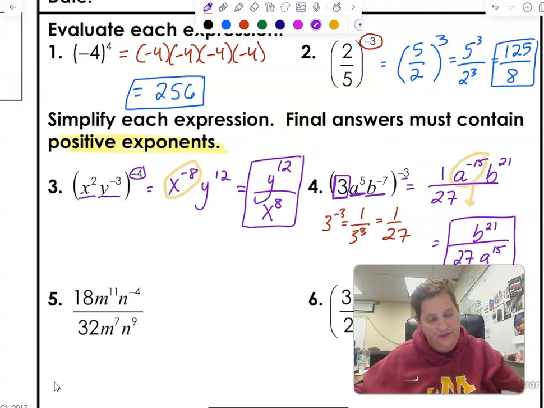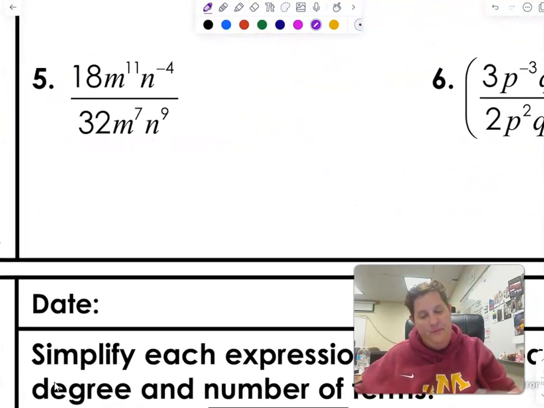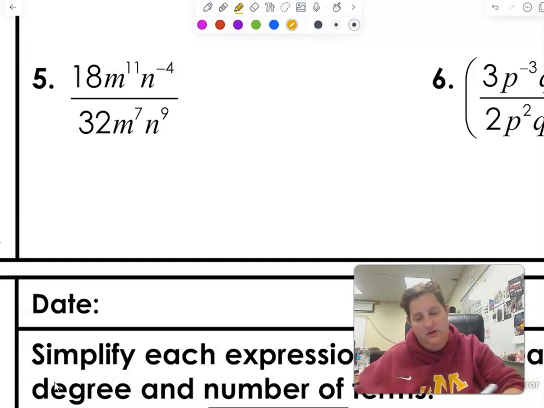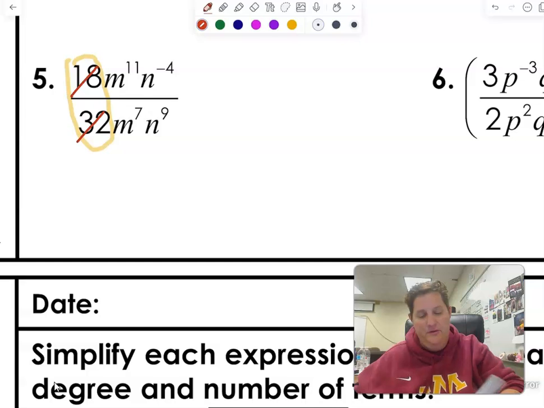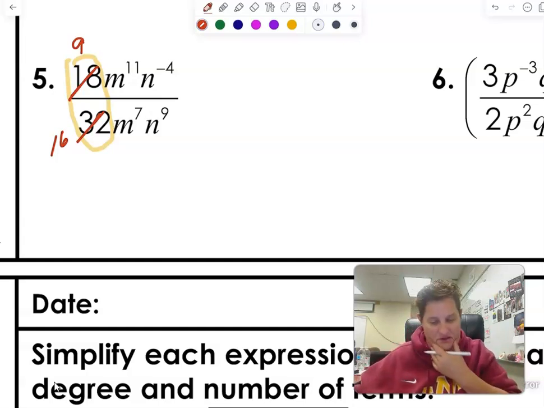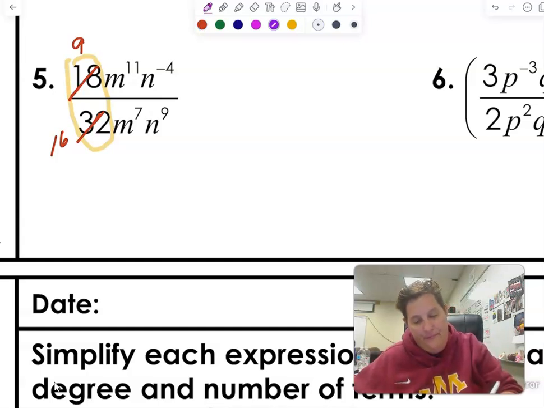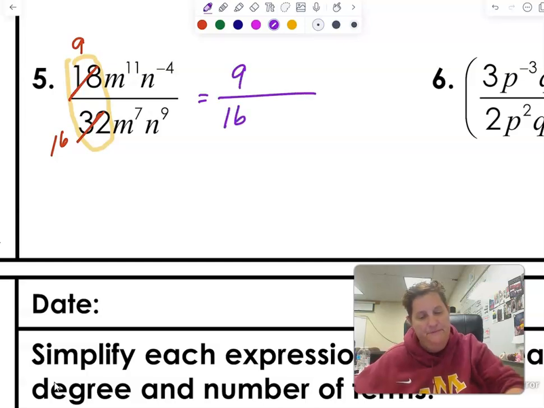Okay, nice. When you're dividing, we will start by just reducing that. If 18 doesn't go into 32, just say what goes into both. They're both even numbers. So 2 goes into 18 9 times, 2 goes into 32 16 times, and I don't think that reduces down anymore, so that's going to be 9 over 16.